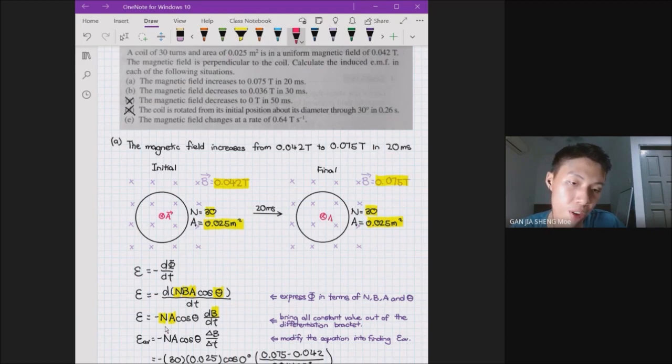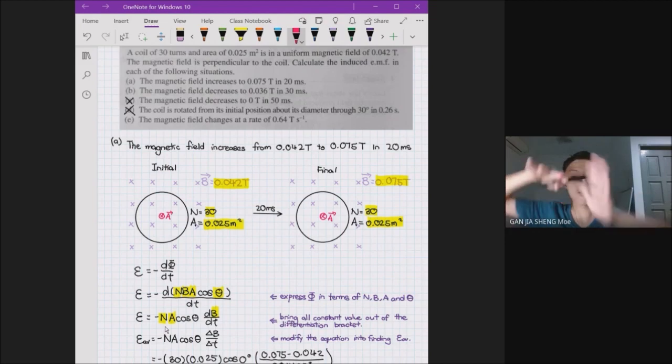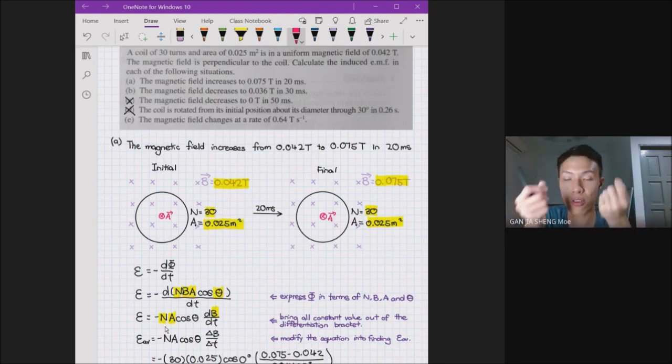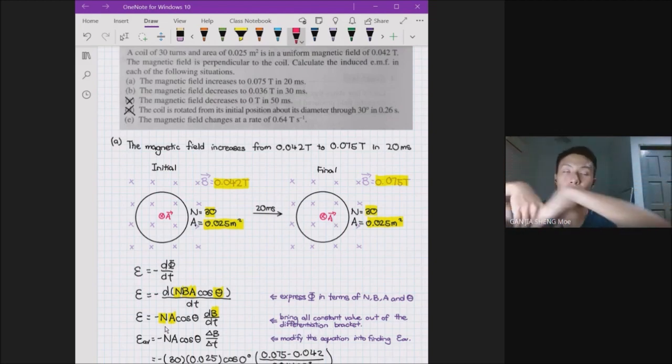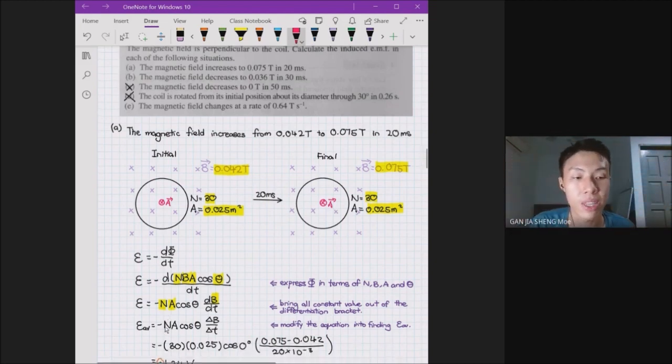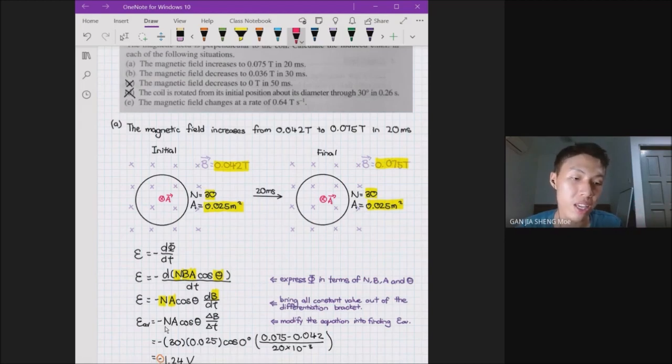Okay, before and after, I never rotate my coil. So my area vector is still pointing in the same direction. Before and after, it's still pointing in the same direction. My magnetic field is also pointing in the same direction. So the angle between the magnetic field and the area vector never changes, because B and A are both pointing into the page, before and after. Therefore, the angle between B and A never changes. It's constant with time, so we can bring it out.